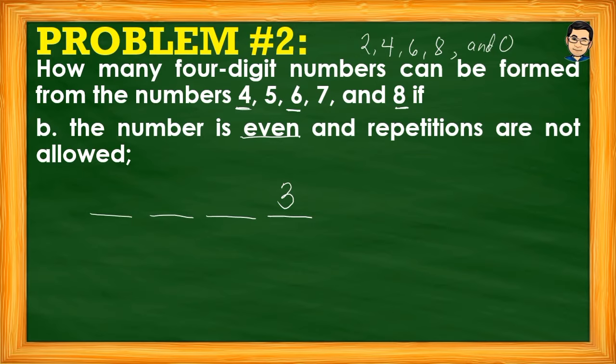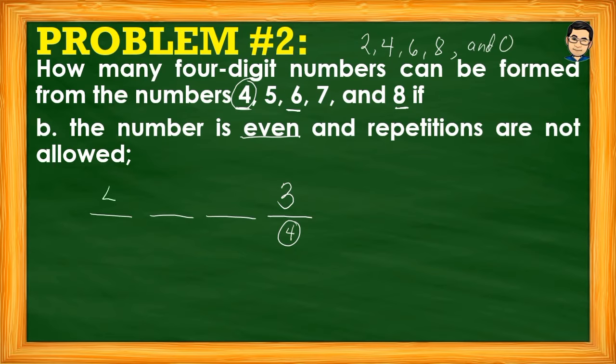Next. Sa first digit natin, ano ang pwede nating ilagay? Okay. Like for example, sa last digit natin, ang ilalagay natin dito halimbawa is 4. Ayan. So, tatanggalin na natin yung option na 4 dun sa first digit. It's because repetitions are not allowed. So, hindi po pwedeng umulit yung mga numbers. So, pag tinanggal natin yung 4, ilan na lang pwede nating ilagay? So, yun po yung 5, 6, 7, and 8.